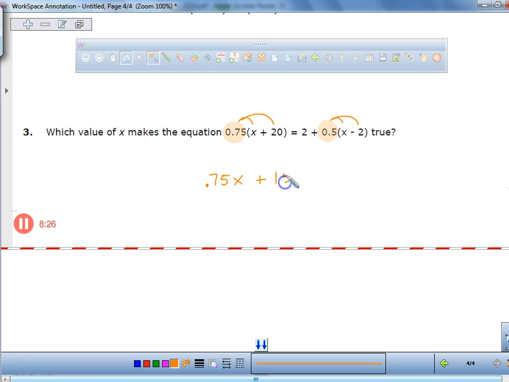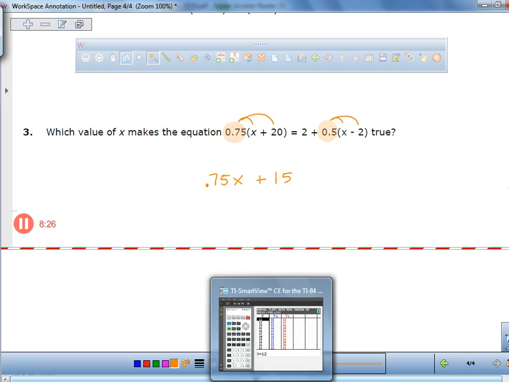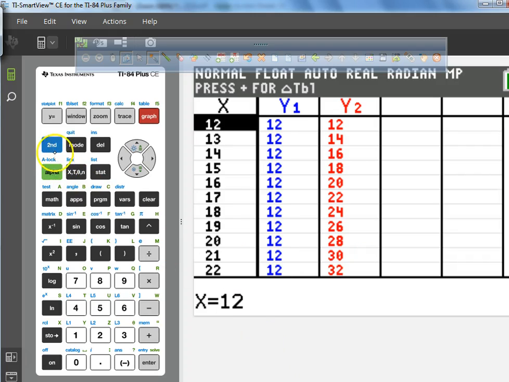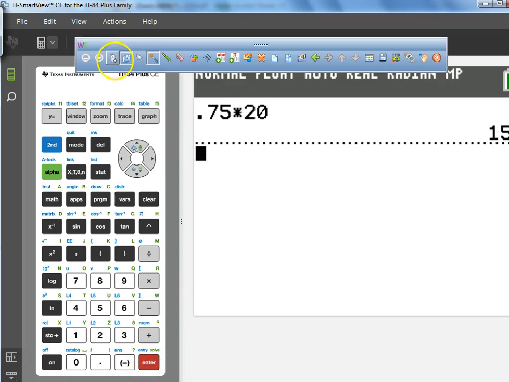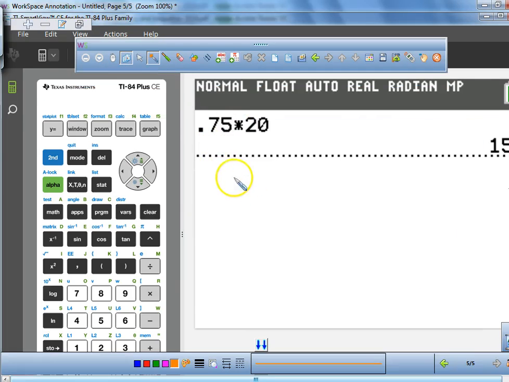Plus 15. Now, if you wanted to check this in a calculator, all you have to do is go to the calculator. All right, that is correct. So type in 0.75, and what did you multiply it by? You multiplied it by 20, right? By the way, how many cents is 0.75? 3/4, right? So basically it's 75 cents. So it's 3/4. So I did 3/4 of 20.